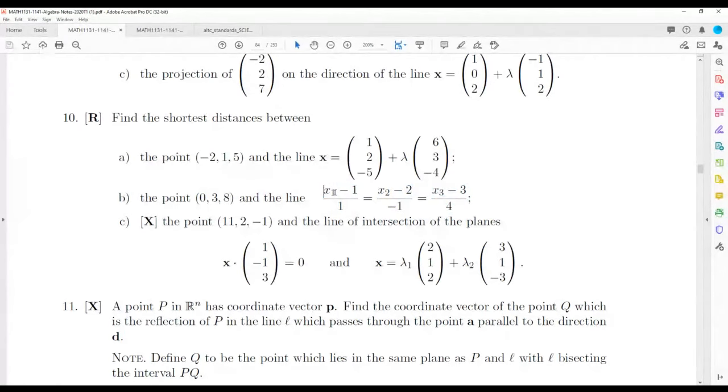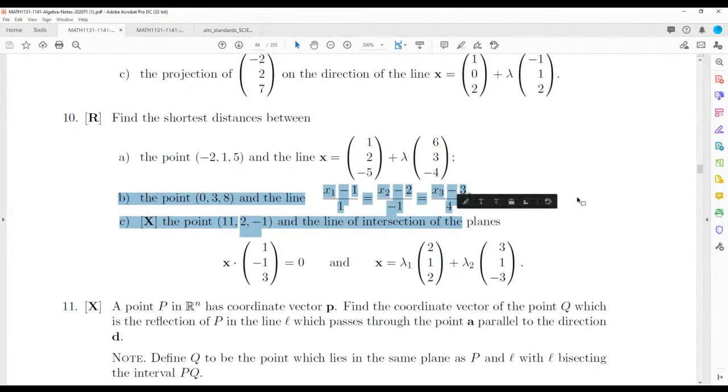So who can tell me in the chat, in part B, what's a point on the line and what's a vector that's parallel to the line? So what would an A point be and what would a V vector be? Who can put that in the chat?